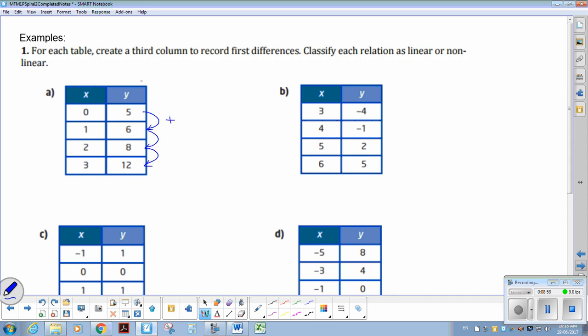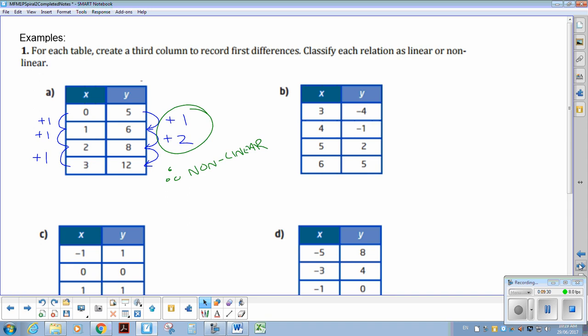So 5 to 6 is 1. 6 to 8 is 2. So right away, I'm going to say, oh, this is non-linear, but you need to check. There's a catch here because this is what EQAO is going to do. You've got to make sure that this side is going up by 1s or the same amount each time. All right, because they're going to throw a trick in to mess with you. But as soon as you see that change, therefore it's non-linear.